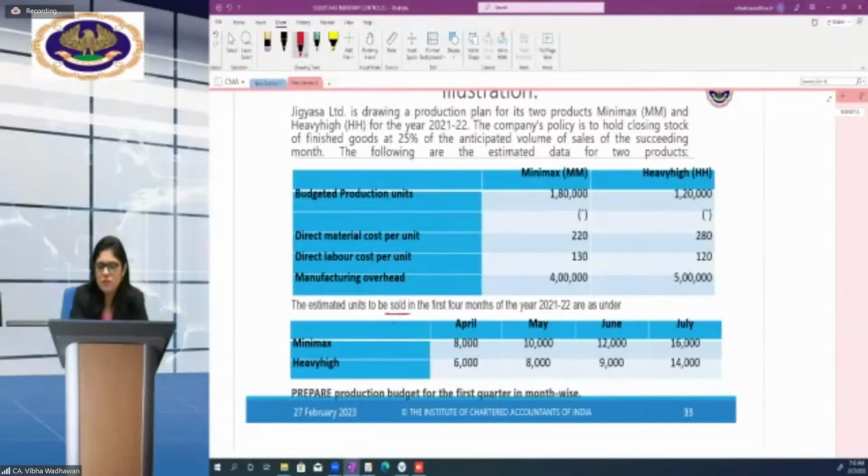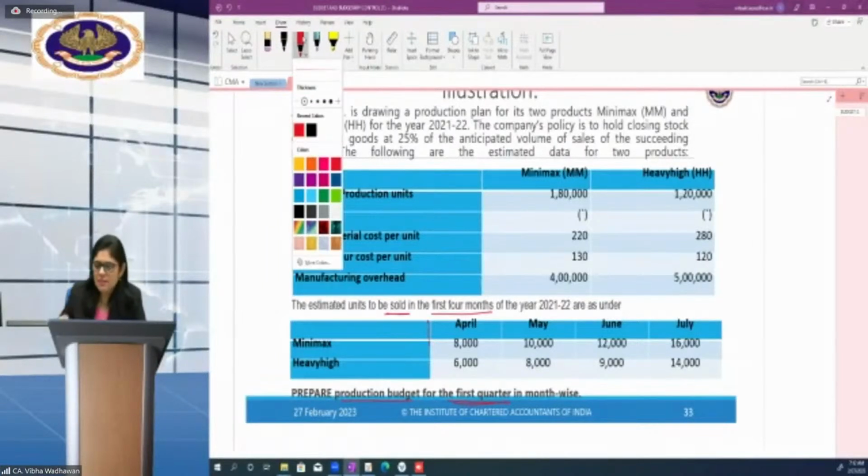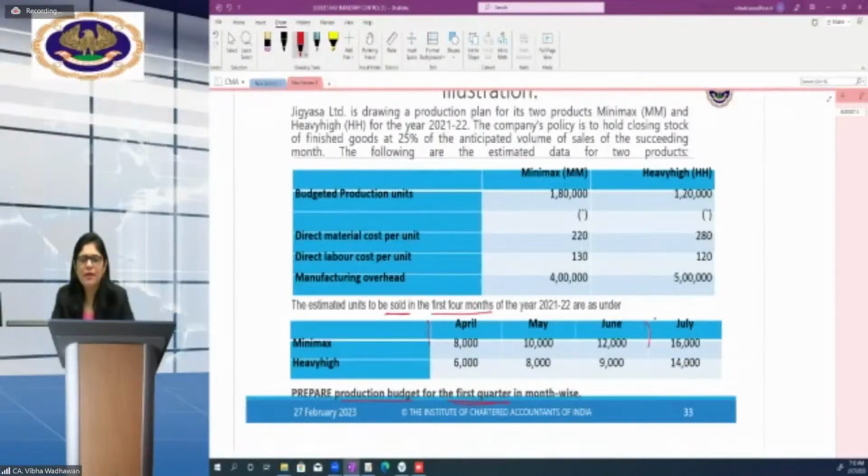So these are the units to be sold for the first four months of the year, and you have to make the production budget for the first quarter. First quarter means April, May, and June. You have to take just three months. July is given because you have to take 25% of the sales of the succeeding month as closing stock of the current month. That's why July is given. Otherwise, you make the production budget for April, May, and June. So we have the units to be sold: 8,000, 10,000, 12,000 and 6,000.